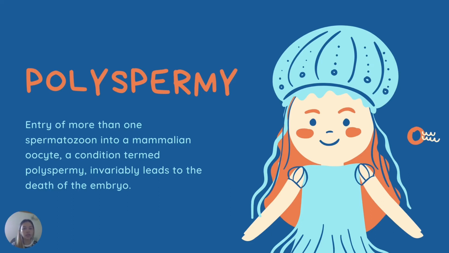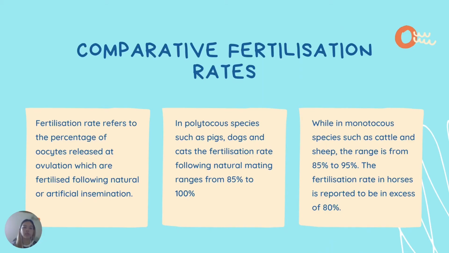So, moving forward, let's go on to the comparative fertilization rates. Fertilization rate refers to the percentage of oocytes released at ovulation which are fertilized following natural or artificial insemination. We have two species to compare in terms of fertilization rate. First is the polytocous species. They are the ones that give birth to many offspring at a time, like cats, pigs, and dogs, they have many young in one litter. Their fertilization rate following natural mating ranges from 85 to 100%.